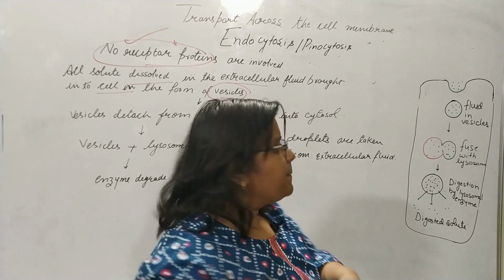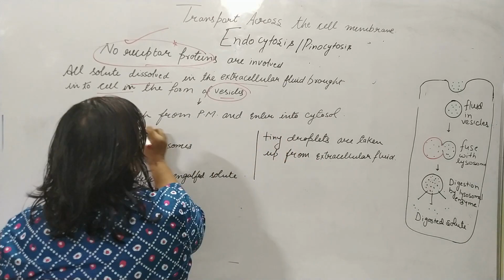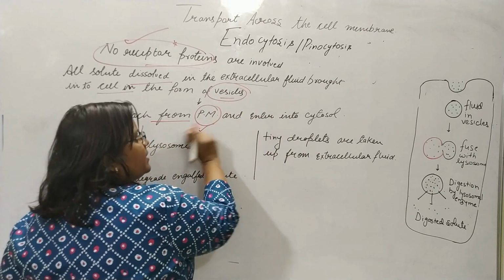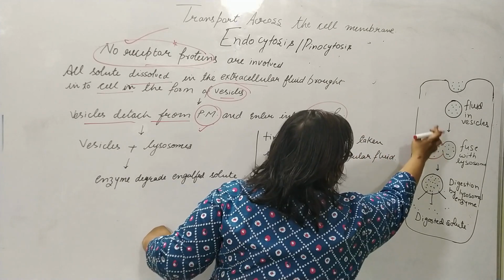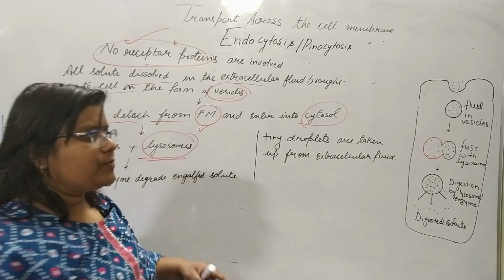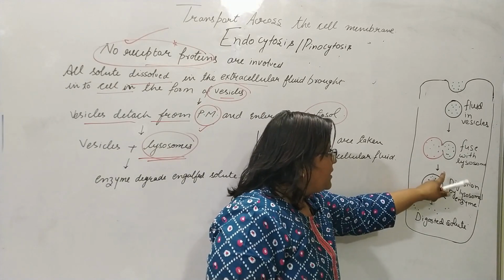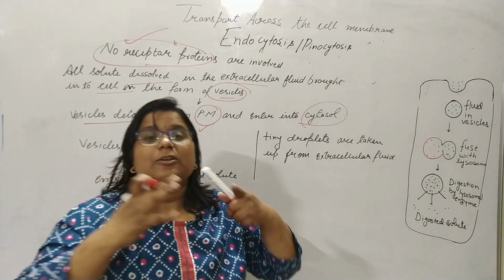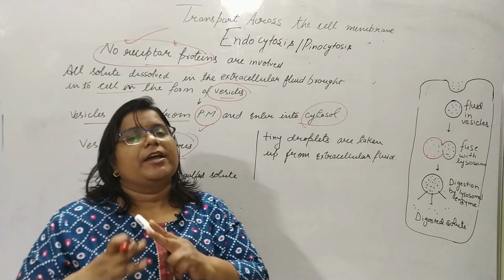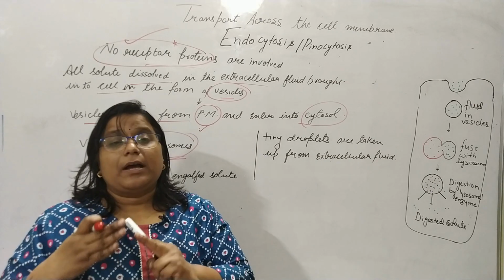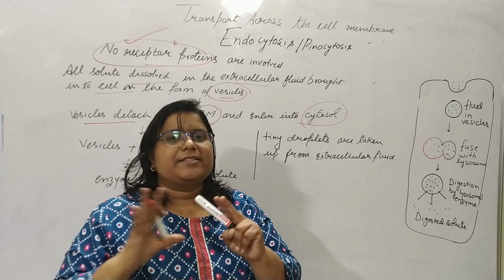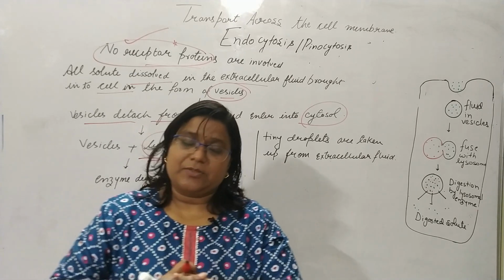After the formation of the vesicle, it detaches from the plasma membrane. PM means plasma membrane, it's not prime minister. It enters into the cytosol, and the lysosome will fuse with this vesicle. Here the digestion takes place by the lysosomal enzymes, and the digested material will diffuse throughout the cell. So in this process, very small particles are taken up, and it's also known as the cell drinking process.